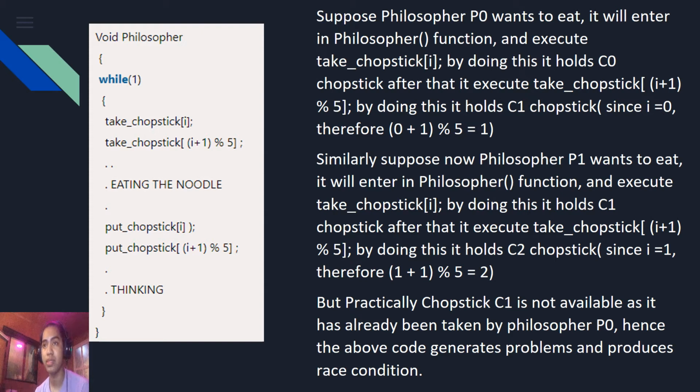Similarly, suppose now philosopher P1 wants to eat. It will enter the philosopher function and execute take chopstick I. By doing this, it holds the C1 chopstick. After that, it executes take chopstick (I plus 1) percent 5. By doing this, it holds the C2 chopstick since I is equal to 1, therefore (1 plus 1) percent 5 equals 2. But practically, chopstick C1 is not available as it has already been taken by philosopher P0. Hence, the above code generates problems and produces race conditions.